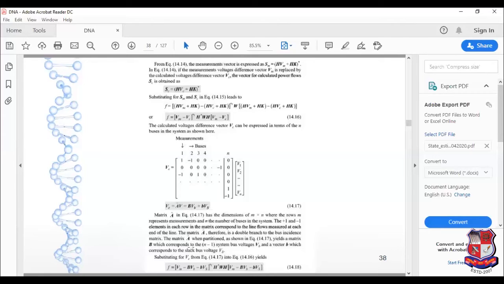If we substitute the value over here, we will have Vm minus B into Vb minus b into Vs. From this equation, we directly substitute the value of Vc from 14.17, and from 14.17 we can easily derive equation 14.18. Over here Vm as it is, instead of Vc we will write capital B into bus voltage minus small b into slack bus voltage. H transpose W into H as it is, as in equation 14.16, and the rest of the term, that is Vm minus B into Vb minus b into Vs.